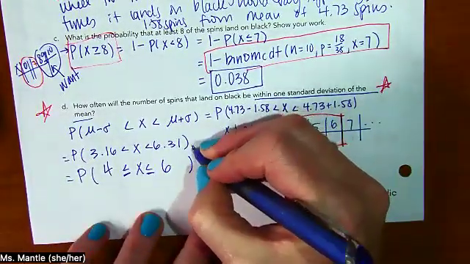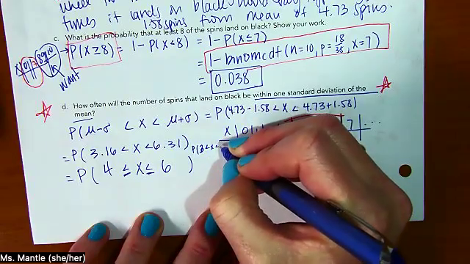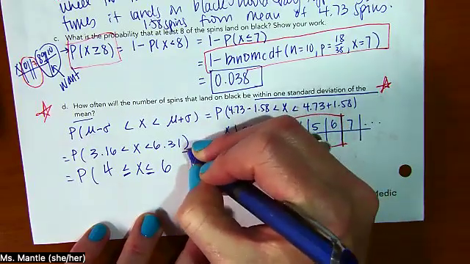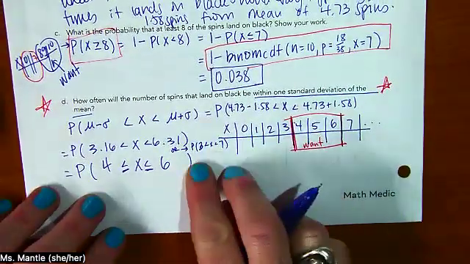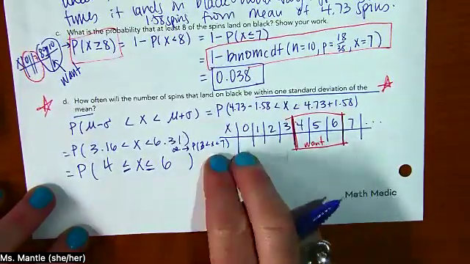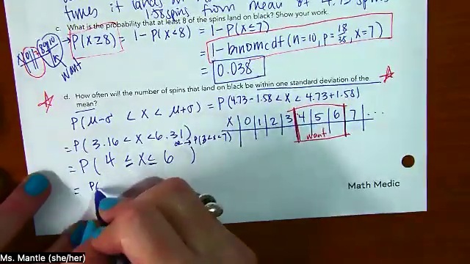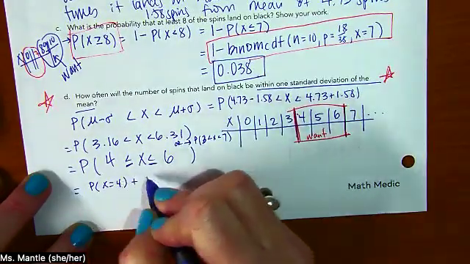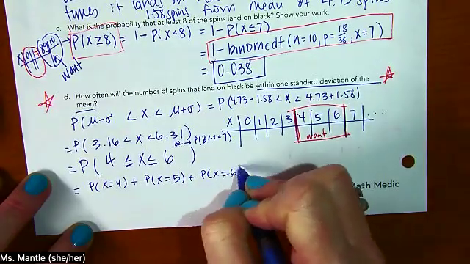You could say P of 3 less than X less than 7. But I want to find the values that I want, not the values that I don't want. So what this means is we're going to take P of X equal to 4, and P of X equals 5, and P of X equals 6.